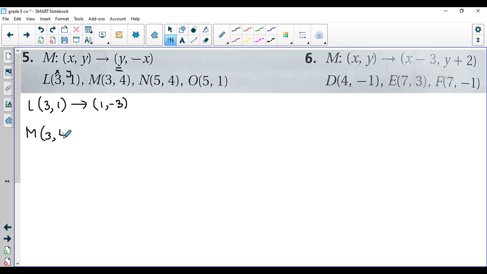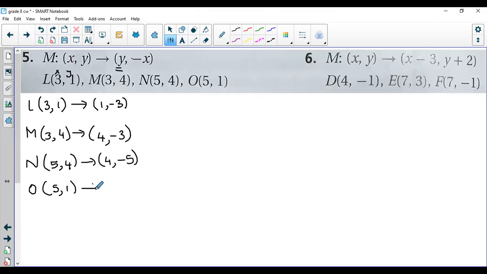We have 3, 4, and when it is transformed, it will become 4, negative 3, and then we have N, it's 5, 4, transformed it will give 4, minus 5. O, it's 5 and 1, when transformed, y will come first and then x will become negative. So these are the coordinates of the image.